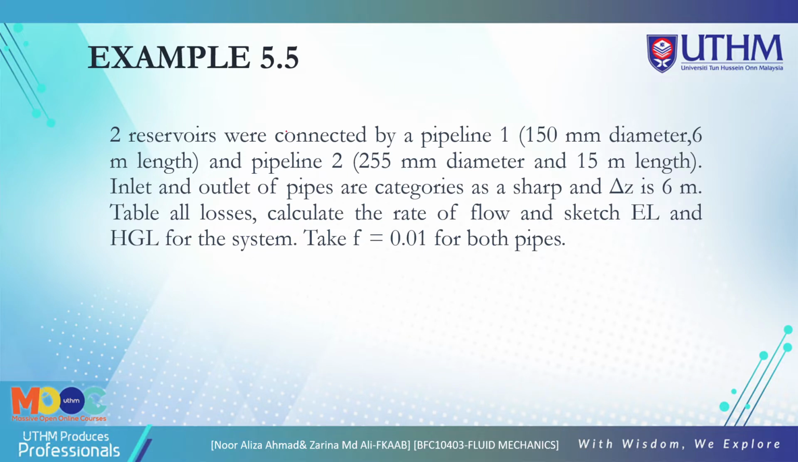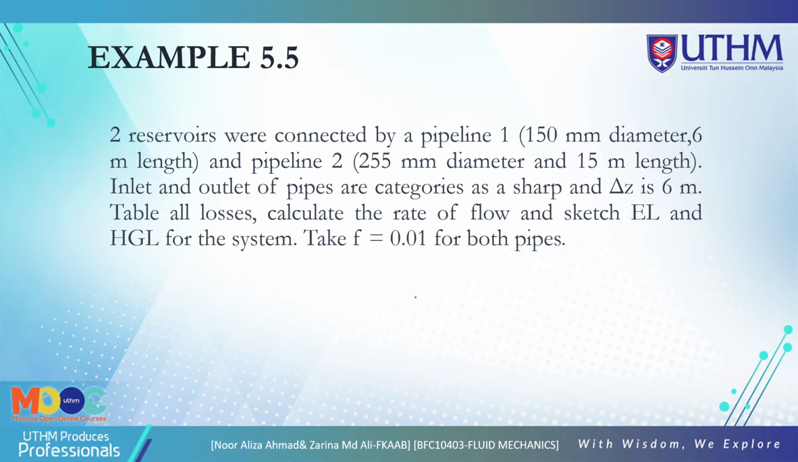So we look at the example here. Two reservoirs are connected by a pipeline: 150 mm diameter and 6 meter length, and a second pipe of 255 mm diameter and 50 meter length. The inlet and outlet of the pipes are treated as sharp. Z is 6 meter. Take the minor losses, calculate the rate of flow and sketch the EL and HGL for the system. Take F as 0.01 for both pipes.